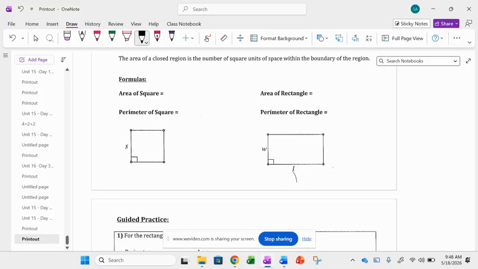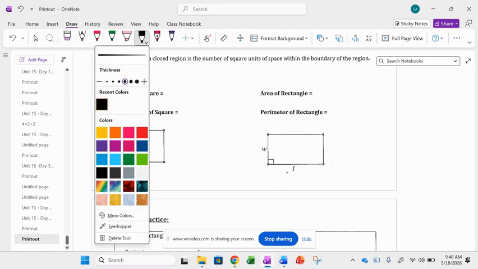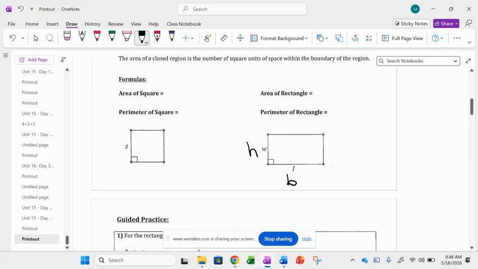We actually now in high school, instead of saying length times width, we call it base times height. So the area of a rectangle is base times height, where B is equal to the base and H is equal to the height.